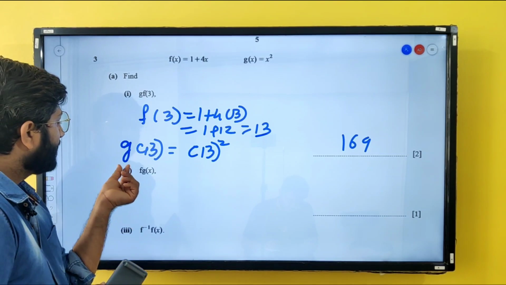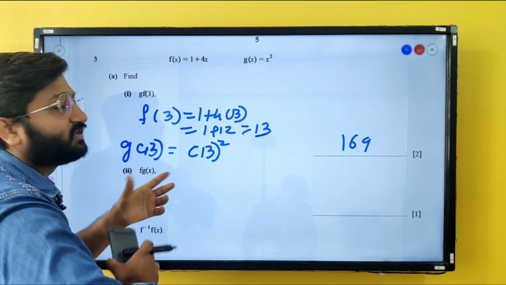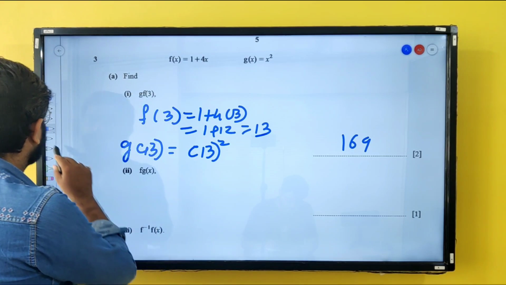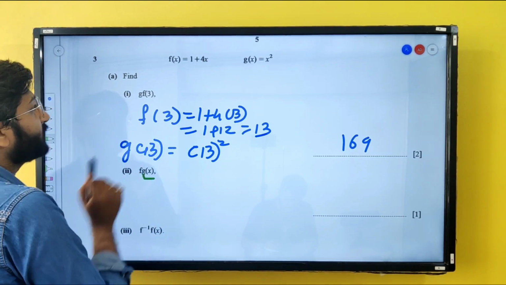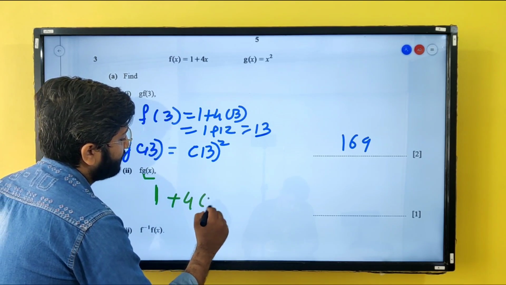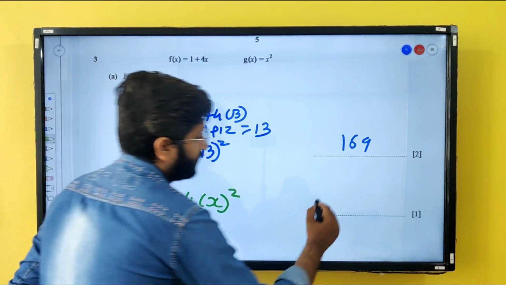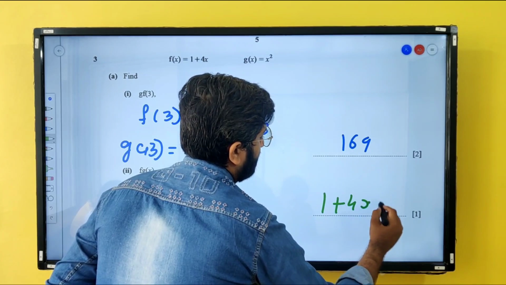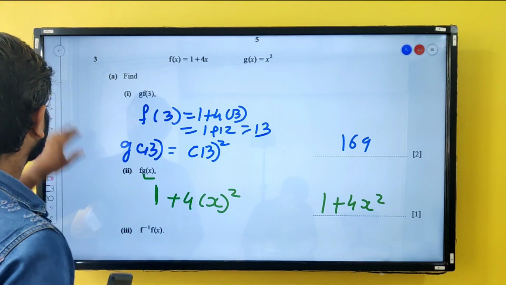Next, find g of f of g of x. So let us substitute the value of g of x into f of x. So we'll have 1 plus 4 times x squared. So 1 plus 4x squared.